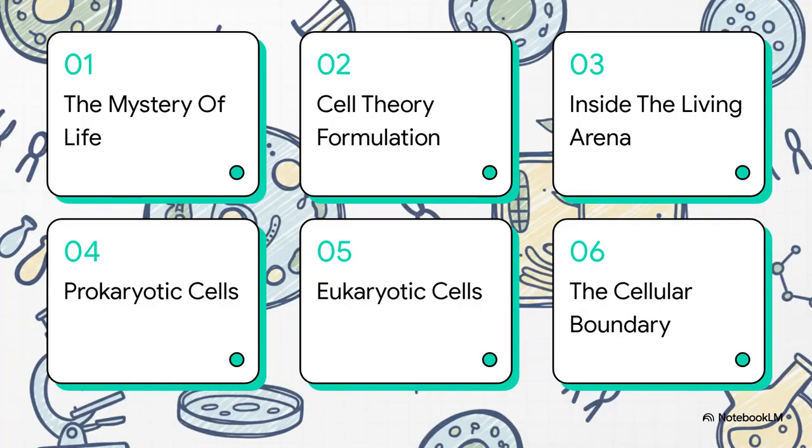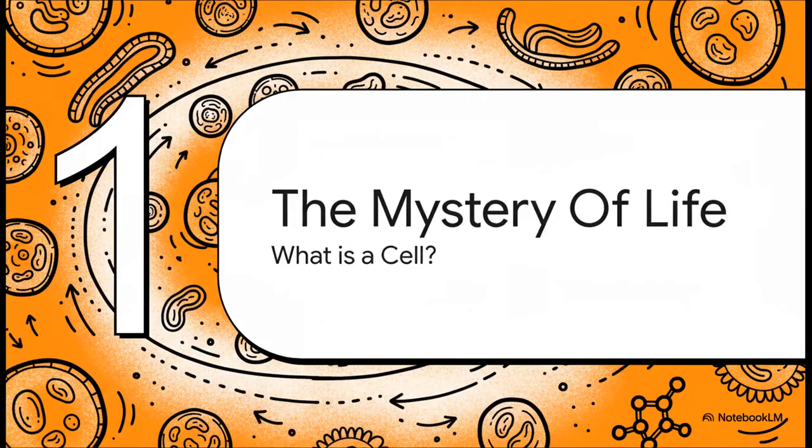So here's our roadmap for this explainer. We'll start with the mystery of life, then look at formulating the cell theory. From there, we'll step inside the living arena, check out prokaryotes, rapid and simple, then eukaryotes, complex compartments, and wrap up with the ultimate cellular boundary. Let's get into it. Section 1.